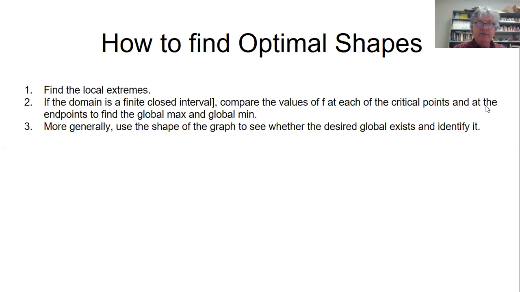If the domain is a finite closed interval, then we just have to look at the endpoints and the critical points. The one with the most value is the global max. The one with the least value is the global minimum. And if we're given not a finite closed interval, then we've got to look at the graph and figure out, argue whether the point that we found is a maximum or a minimum.